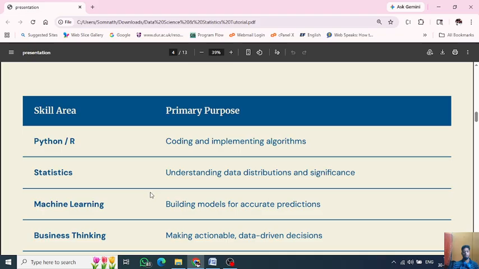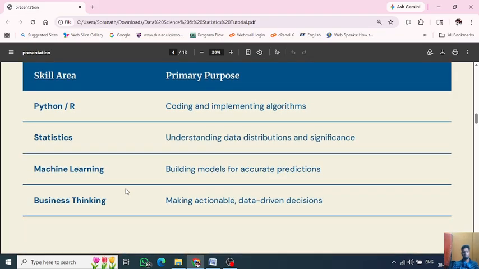Next is machine learning. It's also important, to learn how to build a model. And the last one is business thinking. To analyze the data, you should have some domain knowledge. For example, for online shopping, you have to know what your target is and what is happening. This is the basic idea you should have.